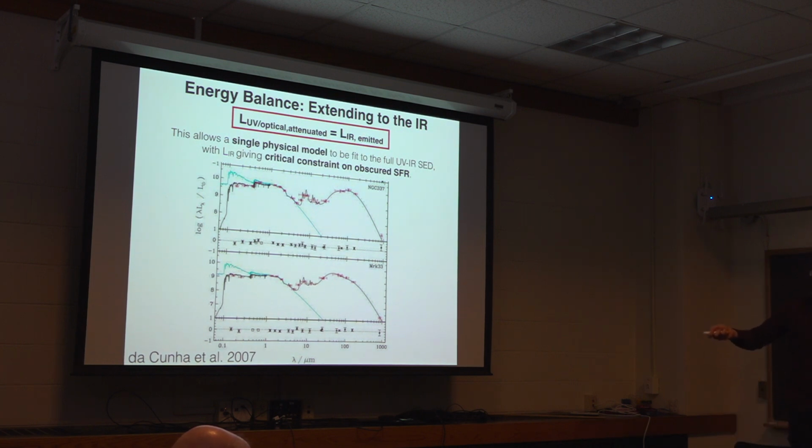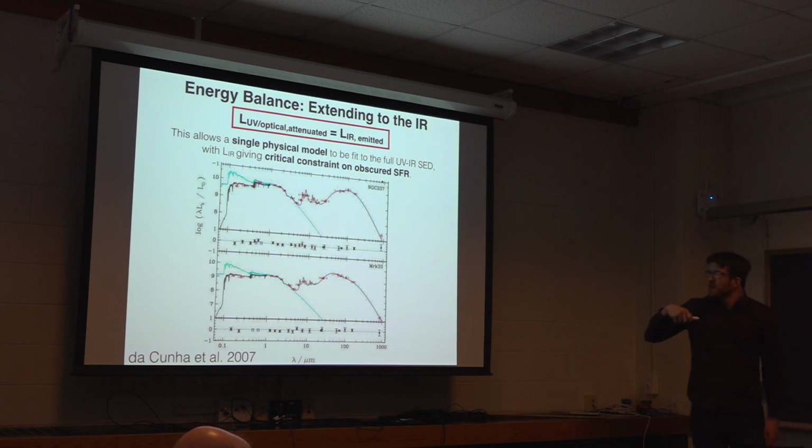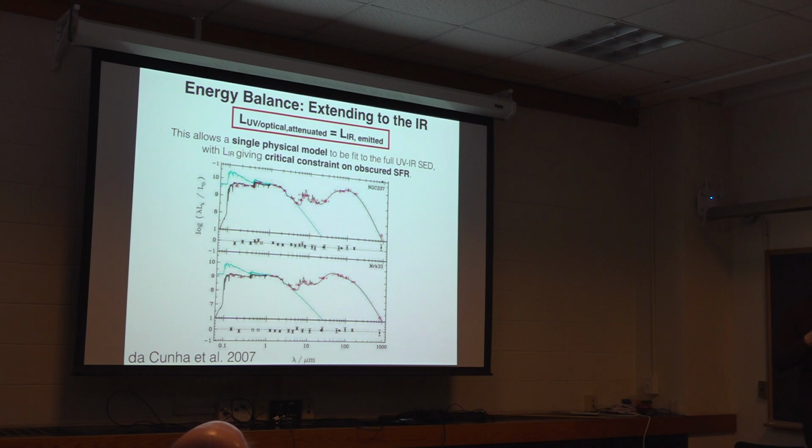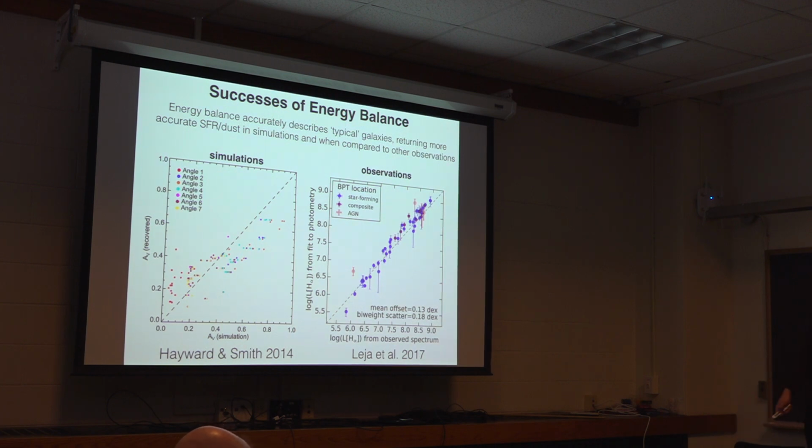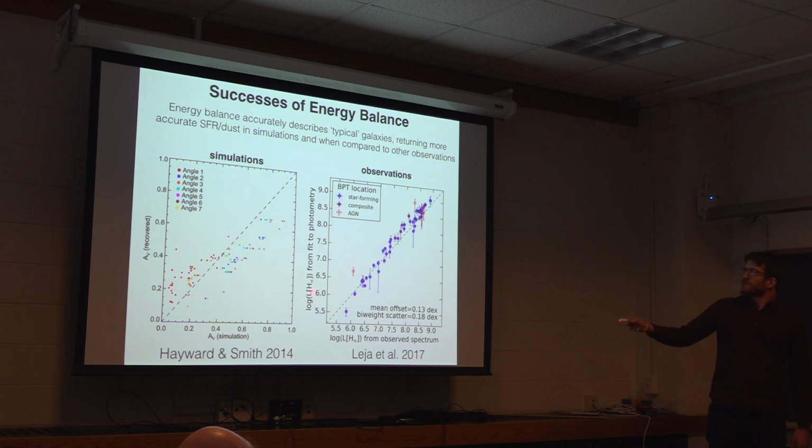It was first proposed by Elisabetta in 2007. At this point, I was a declared psychology major in undergrad, so it's been around for a while. It's a critical part of building these models, and it's largely a successful part as well. For most galaxies, most of the time, energy balance works quite well. There's a bunch of different ways to demonstrate this, so I'm just showing a couple here.